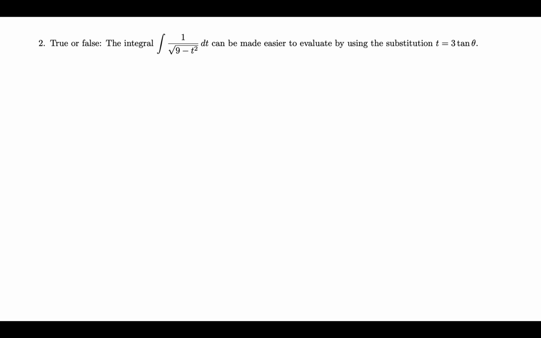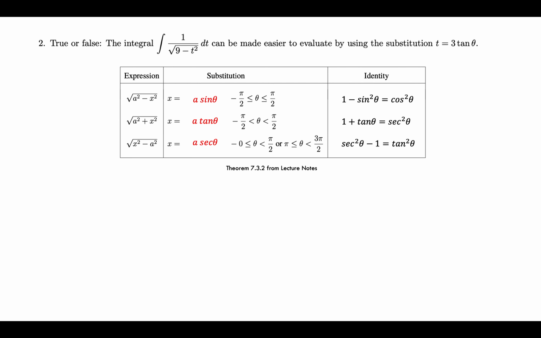For the second question, it is a true or false question with the statement: the integral of 1 over the square root of 9 minus t squared dt can be made easier to evaluate by using the substitution t equals 3 tangent theta. Looking at our chart from the beginning, we can see that the square root of 9 minus t squared is closely related to the square root of a squared minus x squared, which would mean that we're using t equals 3 sine theta, not 3 tangent theta. So this is false.